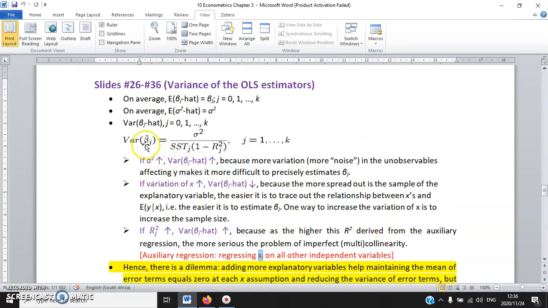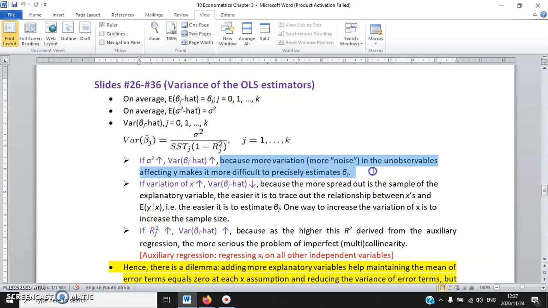Okay. Now I want to know the impact. What are the factors influencing the variance of the parameter? Again, just to remind you, we want the variance of the parameter to be as small as possible. First one, bad news, if this numerator term becomes bigger, meaning if the variance of the error terms, which implies the noise, increases, then the variance of the parameter would also increase.